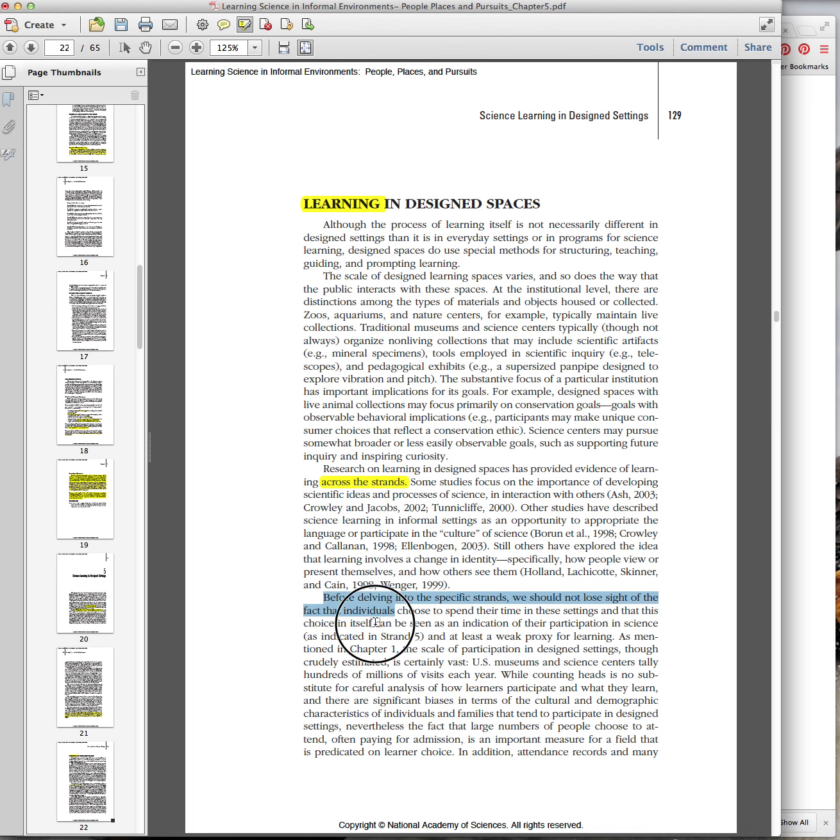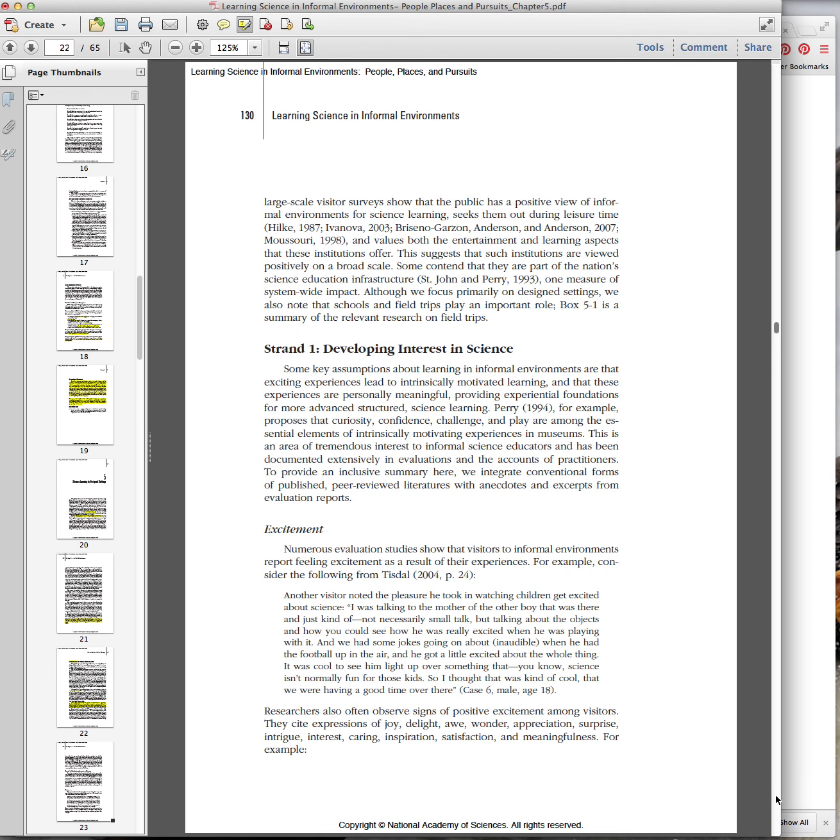They point out very quickly the importance of the number of people who visit informal science settings. So pay attention to that. Why is that important? Now you get to the end of this section and you're going to hit this strand 1, and the rest of this chapter is going to revolve around sections on each strand.